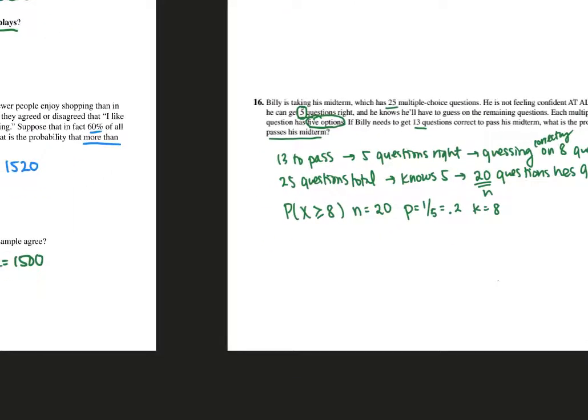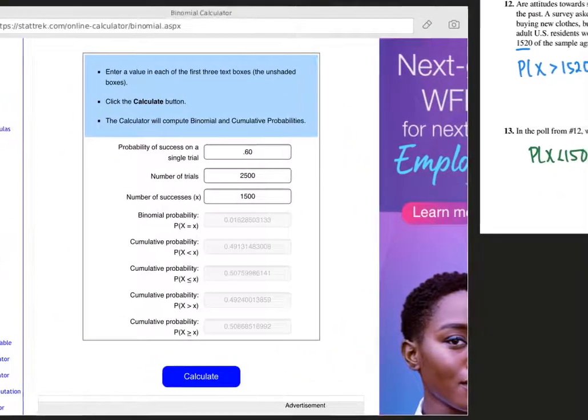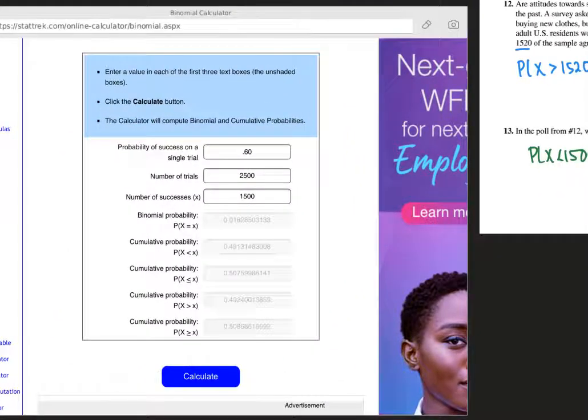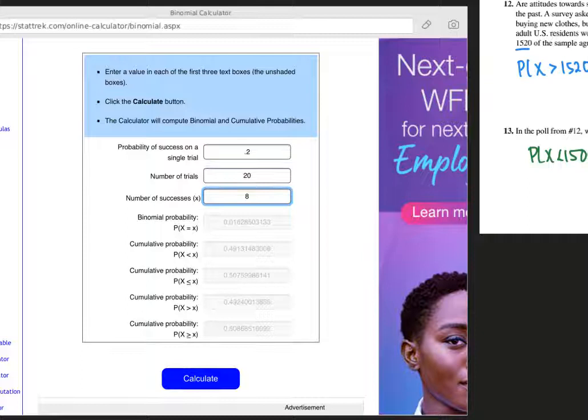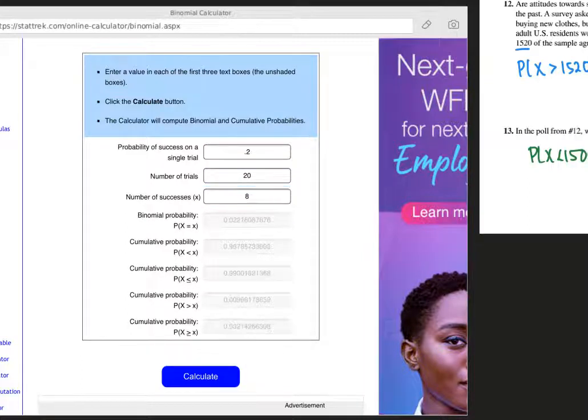All right, so let's go over to our calculator here. So probability of guessing correct is 0.20. That's a 1 in 5 chance. The number of trials, he's guessing on 20 questions. And of those 20 questions, he needs to get 8 correct, or at least 8 correct. So in this case, at least 8 is greater than or equal to, so that's 0.0321.